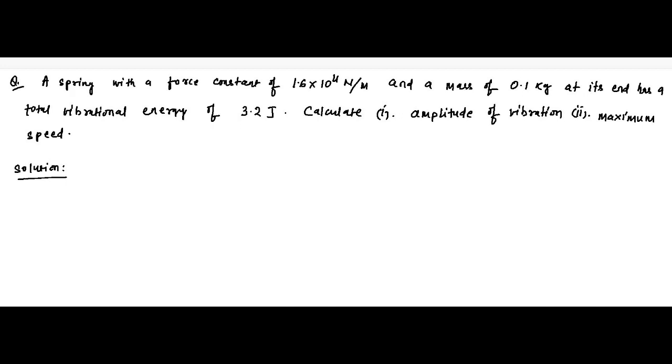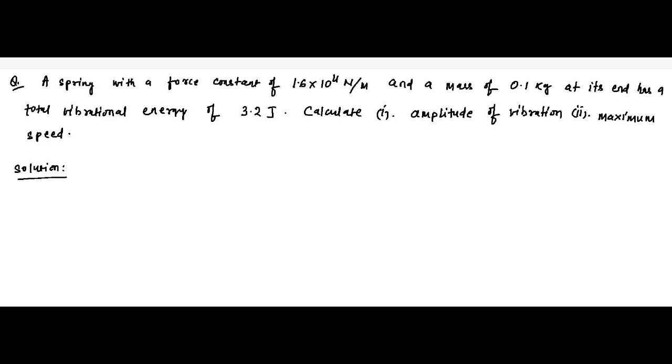So here is another question on energy associated with simple harmonic motion. It is given that a spring with a force constant of 1.6 × 10^4 Newton per meter and a mass of 0.1 kg at one of its ends has a total vibrational energy of 3.2 joules. We have to calculate the amplitude of vibration and the maximum speed or the maximum velocity.